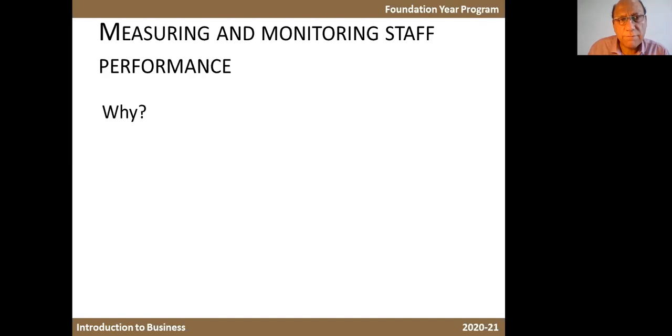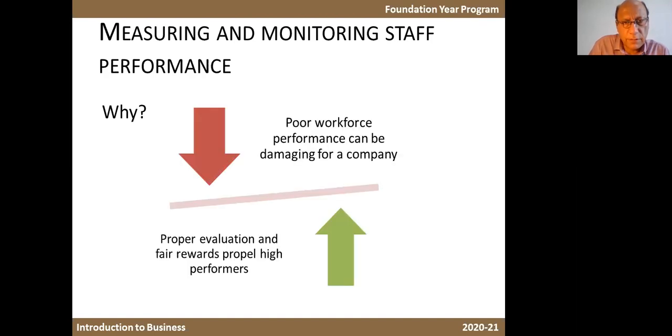Measuring and monitoring staff performance. Why do we measure the staff? If the performance of the workforce is poor, that will be damaging to the reputation of the company. So that is damage to the brand of the company. Proper evaluation is necessary. Proper evaluation and a fair reward propel high performance, and a fair reward system motivates the employees. So for these two reasons, we measure performance.